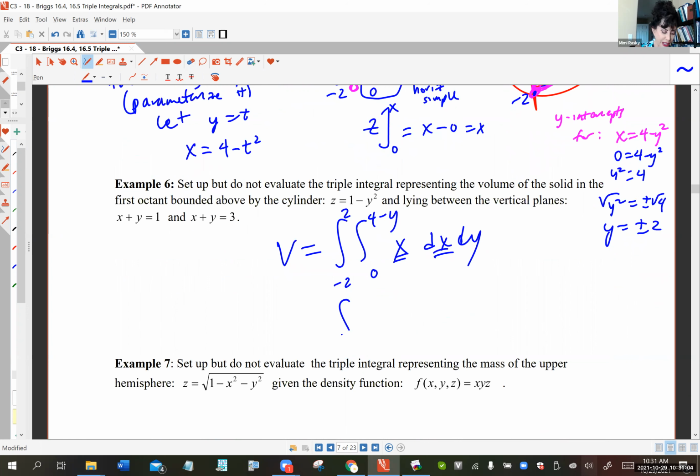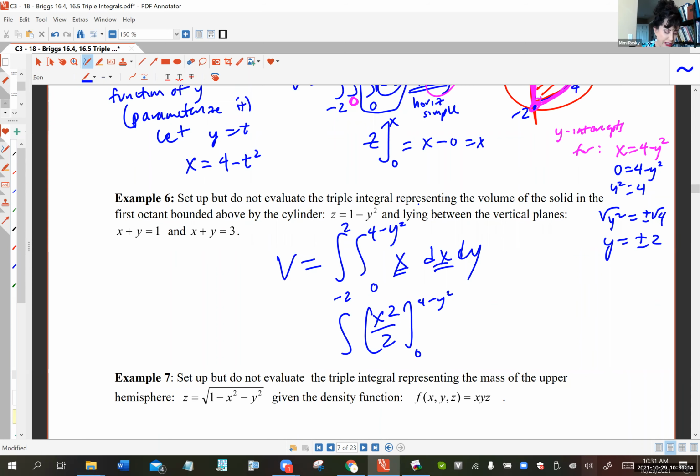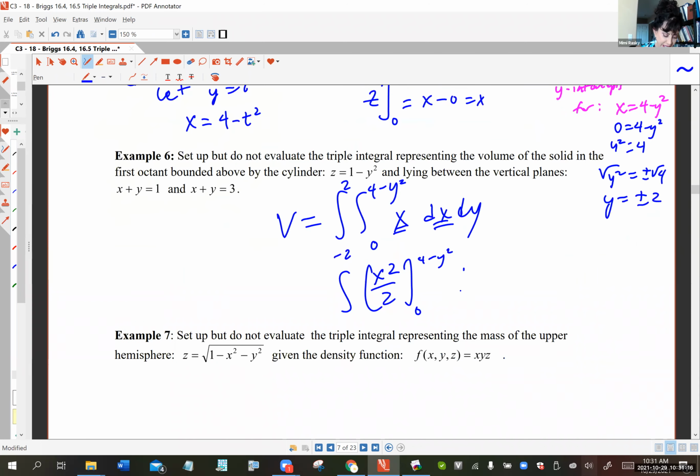Integrating x with respect to x, that's just x squared over 2. Going between the limits 0 to 4 minus, oops, that should be a y squared, my apologies, 4 minus y squared. And then when you plug in the 0, it's going to be 0, so I'm not going to bother here. But you'll have 4 minus y squared, squared over 2. Oh, dear.